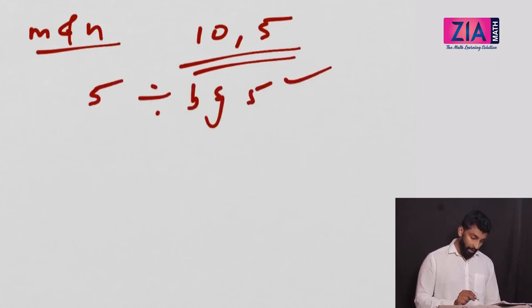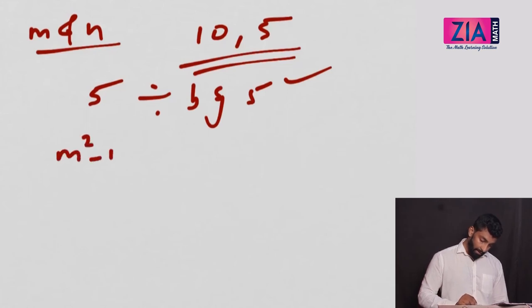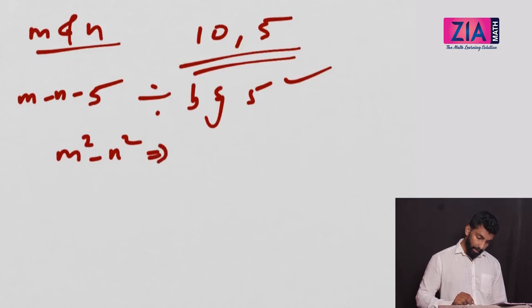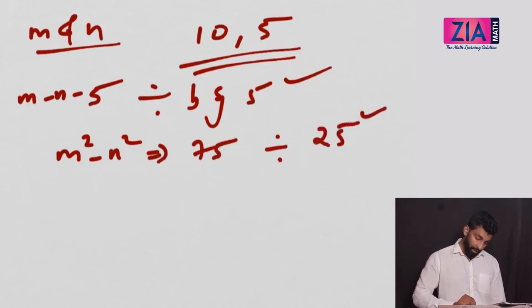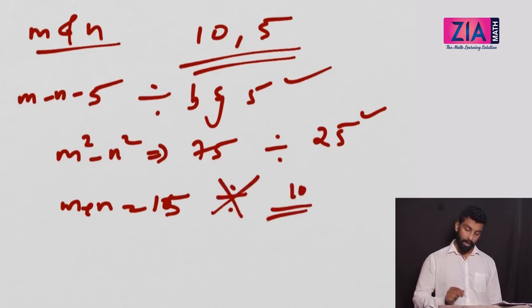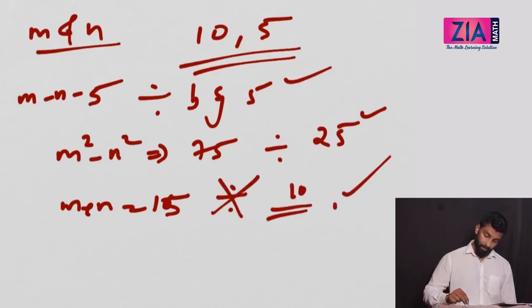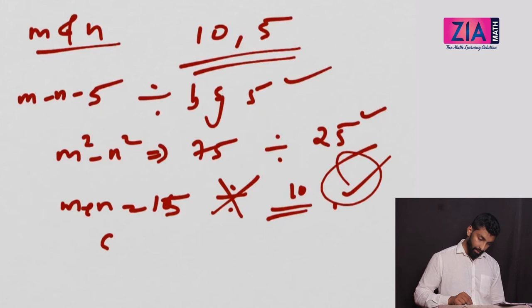So okay, no problem. Then M square minus N square, this is M minus N, right? Now M square minus N square, if you do 100 minus 25, you'll get 75, which is divisible by 25, no problem. Now M plus N, if you do, you'll get 10 plus 5, that is 15, which is not divisible by 10. So I can mark the answer directly. So your answer for this question is C.